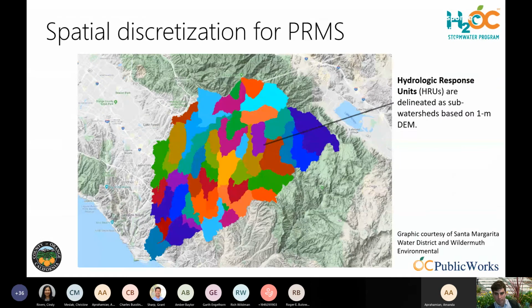So this is just a simple look at the spatial discretization of the surface runoff. So for large watersheds like Trabuco and San Juan, this discretization is good. In comparison to the LSPC model, which provides a bit more discretization in the Oso Creek watershed. Hence, one of the reasons why we would use that for that more urbanized watershed.